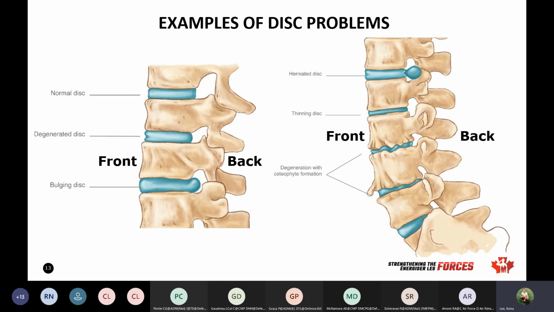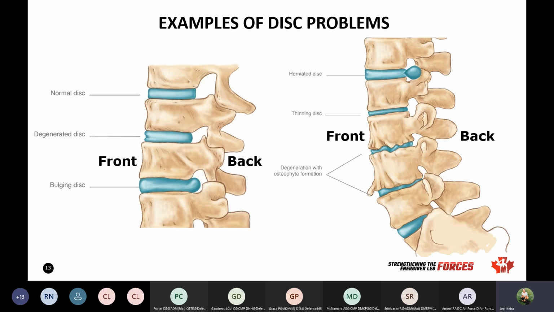So the first disc that we can see on the left-hand side at the top is a normal disc. Okay, and then right underneath that, we've got an example of a degenerated disc. Underneath that one, a bulging disc. And we can see why it's called a bulging disc. It literally bulges out the back towards where our spinal cord would be.